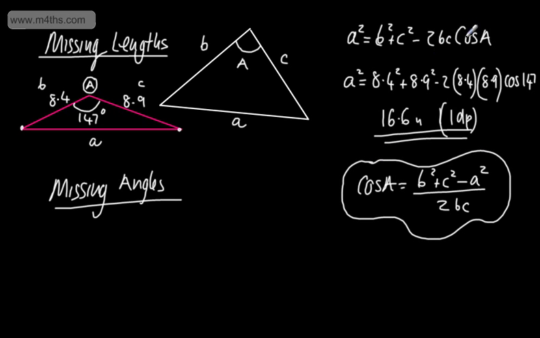What I've done here is added 2bc cos A to both sides, subtracted A squared and divided by 2bc. You might just want to work with this and solve it as you go. I personally like this particular approach, but it's not essential.